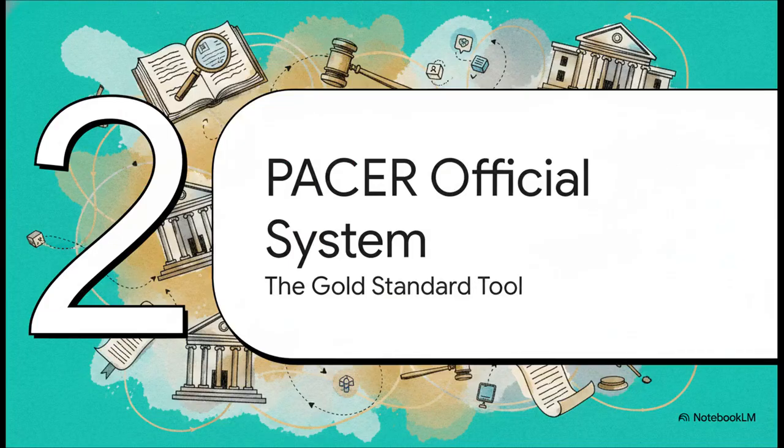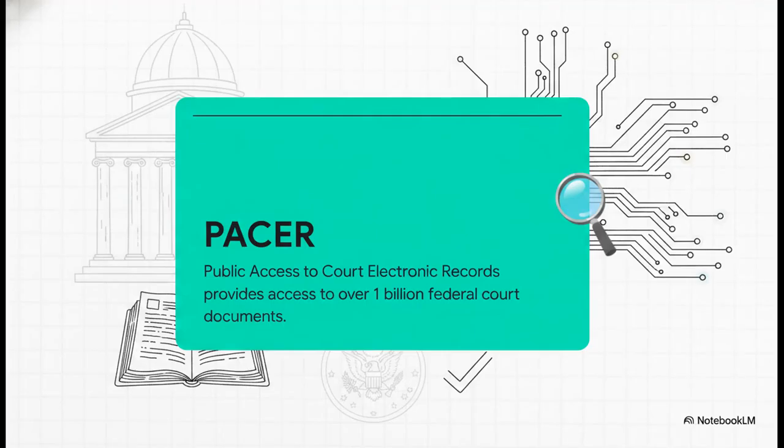Moving on to part 2, PACER, the official search system. Now that we know what we're looking for, let's talk about the gold standard tool for actually finding it, PACER. That stands for Public Access to Court Electronic Records. It's the federal judiciary's official .gov portal. You really must use official government systems like PACER because they are infinitely more reliable than those misleading aggregator sites. PACER gives you instantaneous public access to more than 1 billion documents. It does require registration, but it ensures you're getting the exact dockets straight from the source.